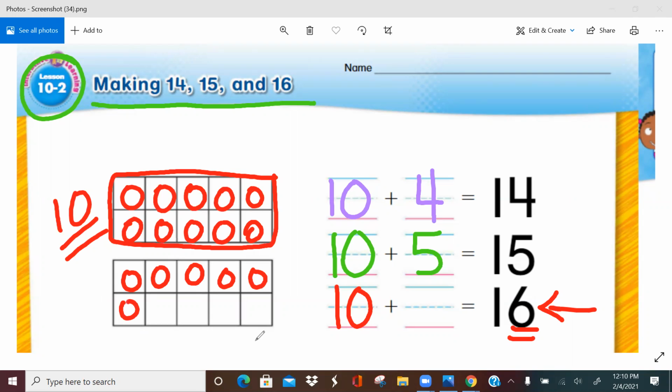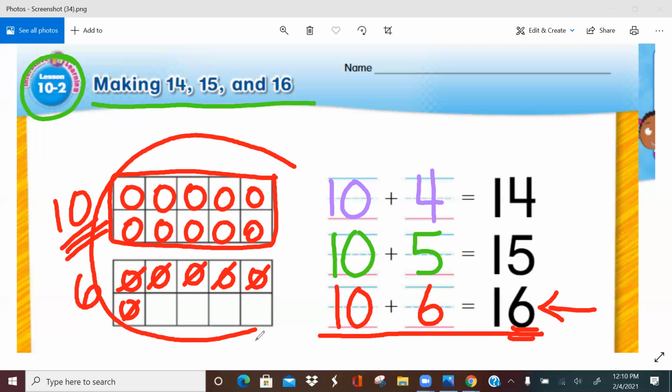All right, let's count them. We have 10, so we start with 10, 11, 12, 13, 14, 15, 16. So how many ones did we put here? 6. We have 1 10 and 6 ones. 10 plus 6 equals 16. So this is what 16 looks like in 10 frames. Good job, superstars. Let's turn over our paper.